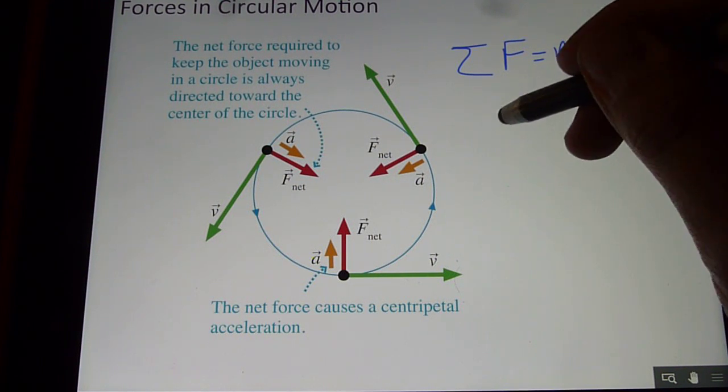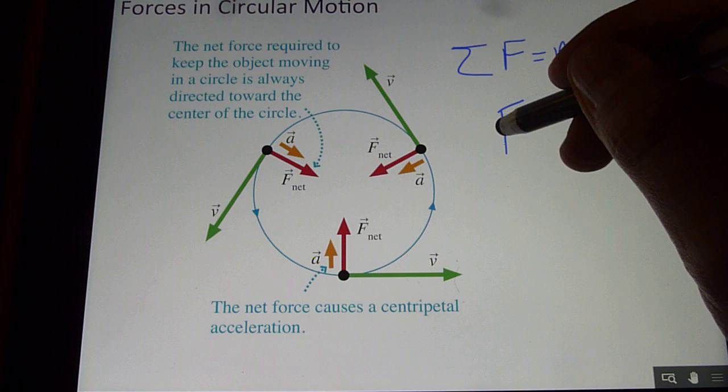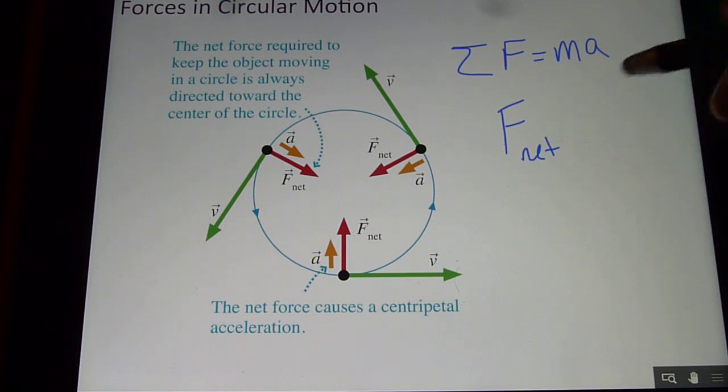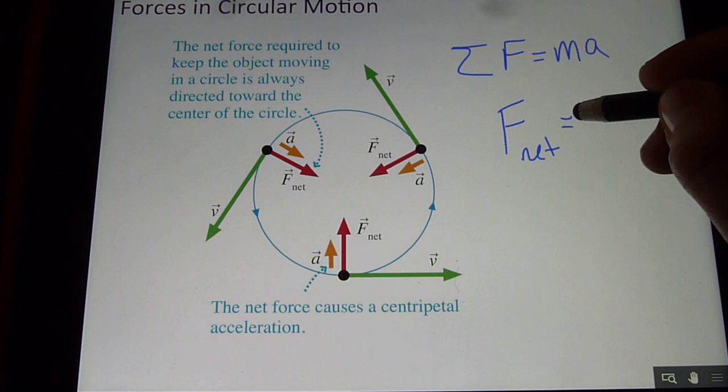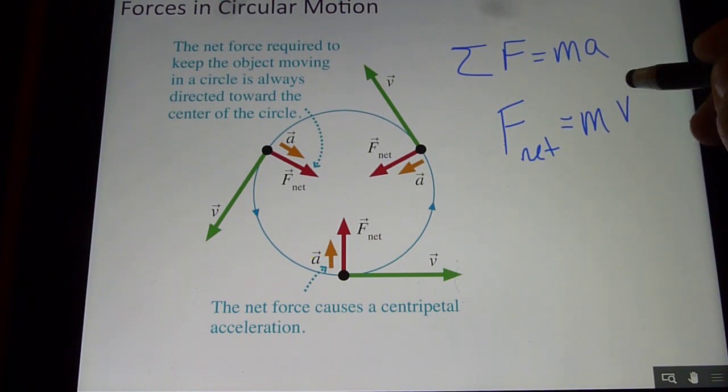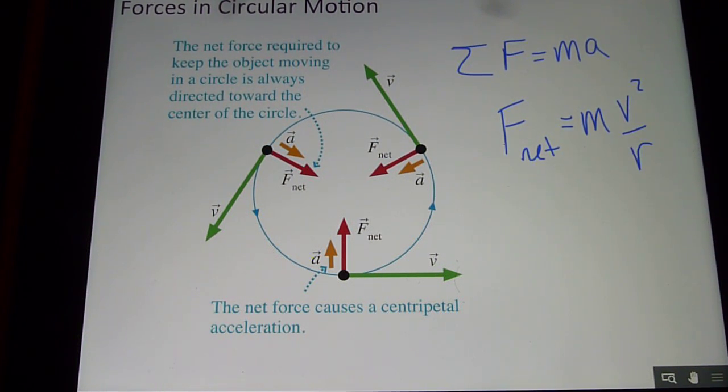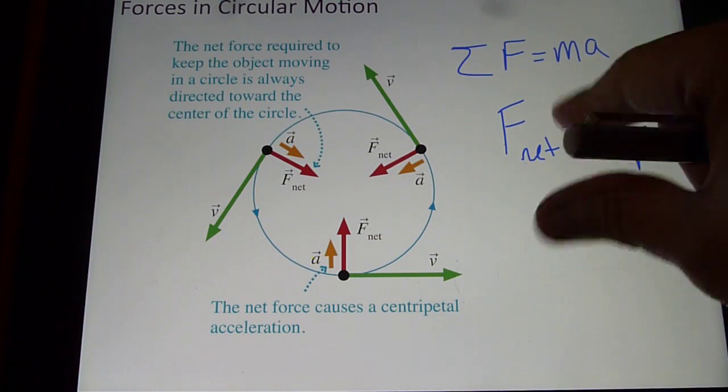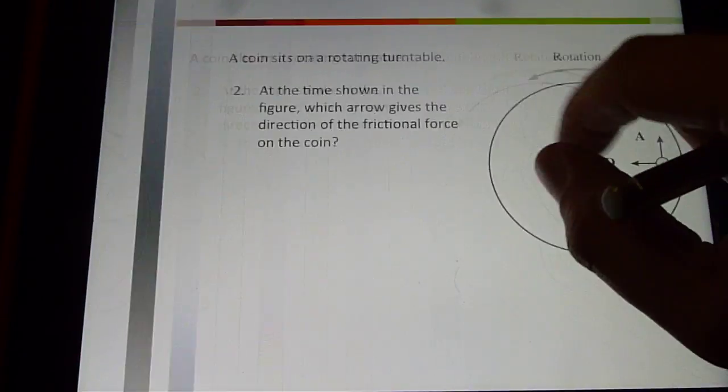So that means that if our force is in the direction towards the center of the circle, it would be mass times our centripetal acceleration, which is v squared over r. So this is what we're going to use over and over and over again. Our net force is equal to m times v squared divided by r. Let's see how that shakes out in a few simple problems.